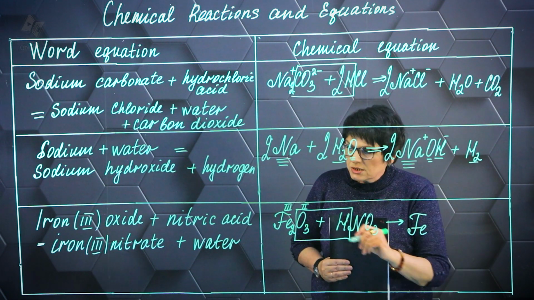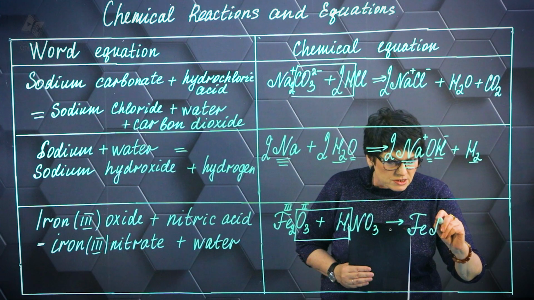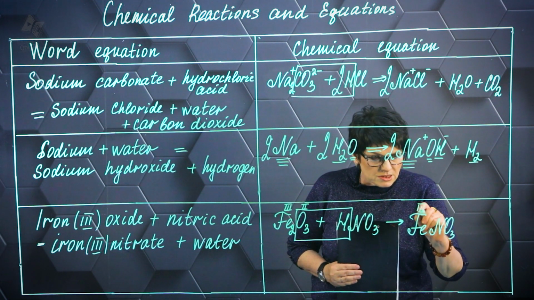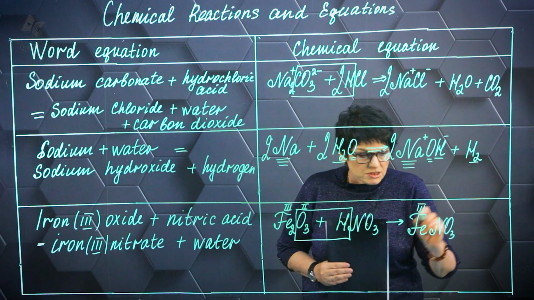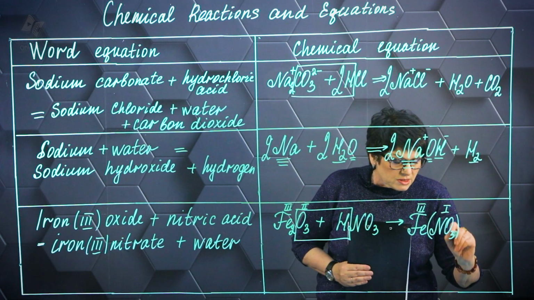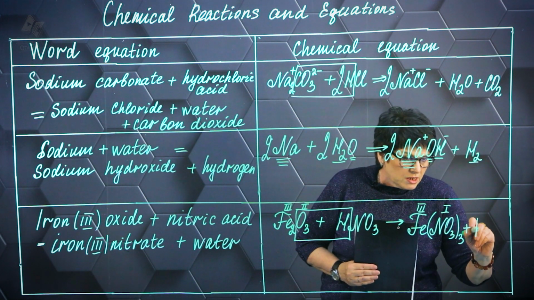Thus, we are informed that it turns out to be iron 3 nitrate. Therefore, the valence of iron is 3, and due to the fact that hydrogen in this particular situation is 1, the valence of the nitrate residue NO3 is 1. Then, as per the rule of the cross, ferrum NO3 3 times, and obviously water.